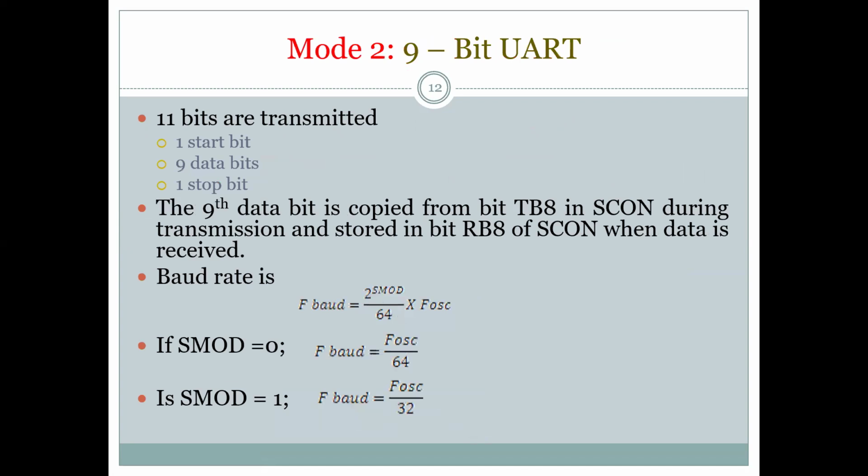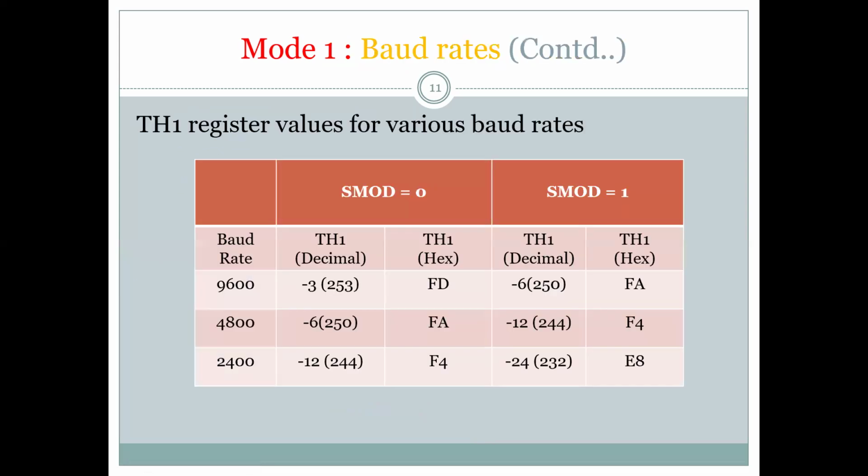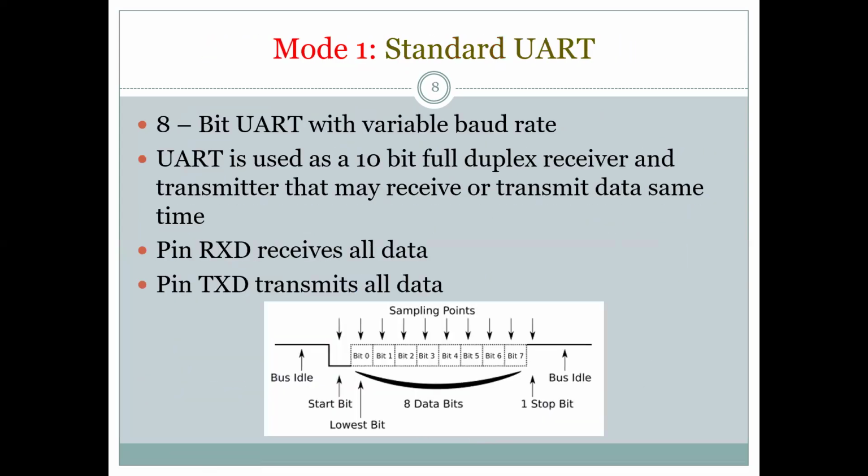Now, when I come to mode 2, which is 9-bit UART, it has a fixed baud rate. 9-bit UART means data bits are 9 with one start bit and one stop bit. Total 11 bits are transmitted. When I come to mode 1, it is 8-bit UART with one start bit, 8 data bits and one stop bit. Total 10 bits will be transmitted, out of which 2 bits are overhead bits. Actual data bits are 8. Out of 10, 80% is actual data, 20% is overhead.